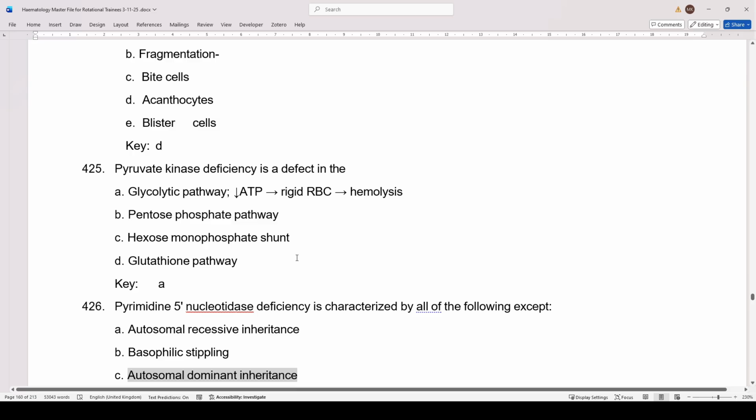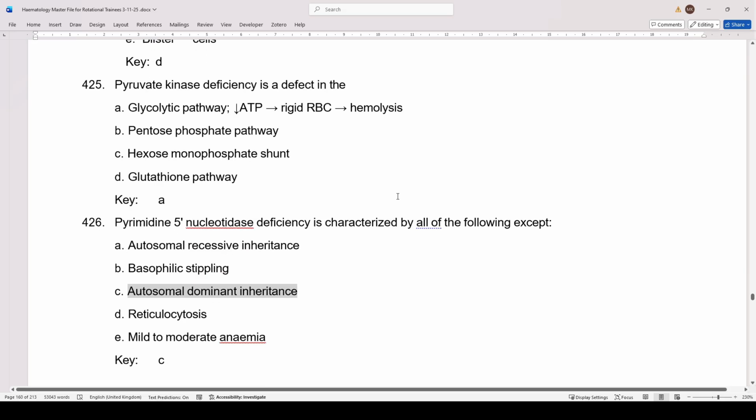Pyruvate kinase deficiency is an enzymopathy. Like G6PD deficiency, we have pyruvate kinase deficiency also. So it is a defect in the last step of the glycolytic pathway, where there is pyruvate kinase deficiency. So there will be reduced ATP, and the red blood cells are rigid and they undergo hemolysis.